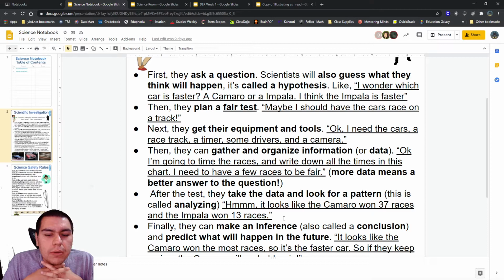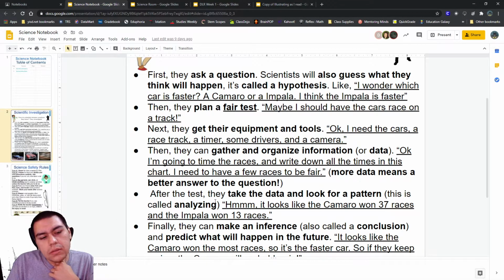Nakai, what's the pattern they would see there? That's one won 37 races, one won 13 races, and Camaro and Impala. Okay, so they raced the cars and they saw that the Camaro won 37 times and the Impala won 13 times. So which car is winning more of the races?